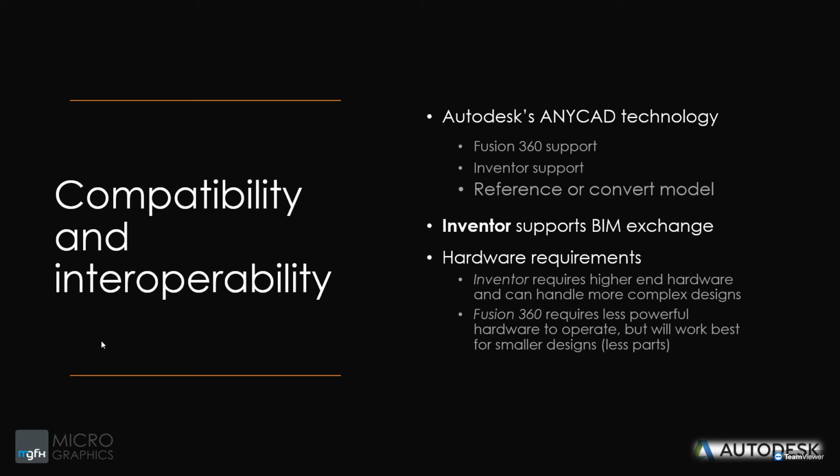Basically what that means is you can work with a design as a reference, where if it's changed in the original software, Inventor or Fusion will understand those links and it will change in the Autodesk product. Or you can convert the model, where you just get the solid shapes out and it's no longer linked to the original CAD data that you started with from the other product. So there's a choice with any CAD technology.